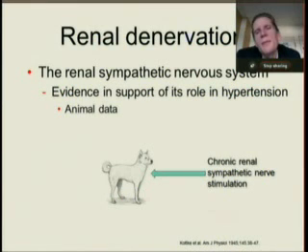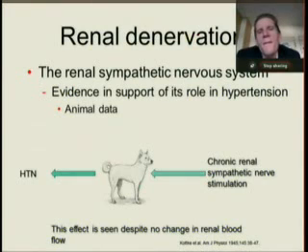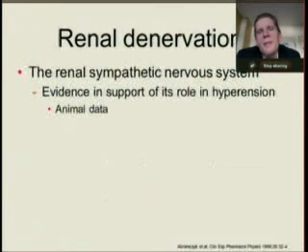Likewise, if you stimulate the splanchnic nerve, which courses to the kidney, then you can cause chronic renal sympathetic nerve stimulation, which actually causes hypertension in the dog model. And this effect is seen despite no change in renal blood flow.